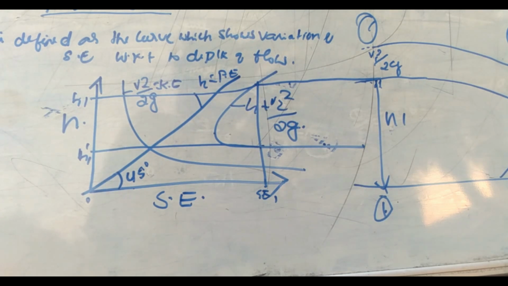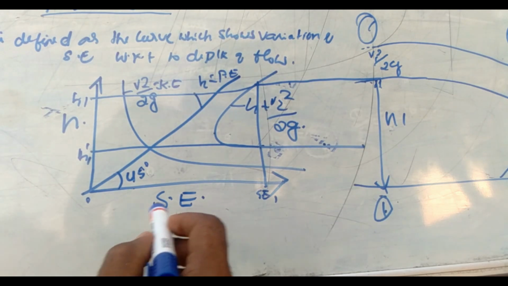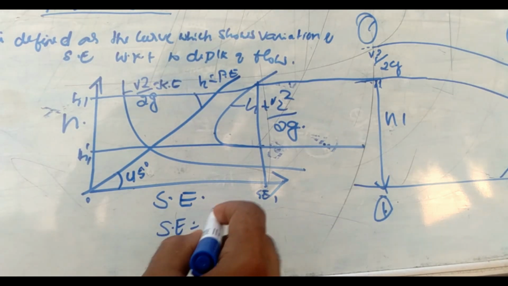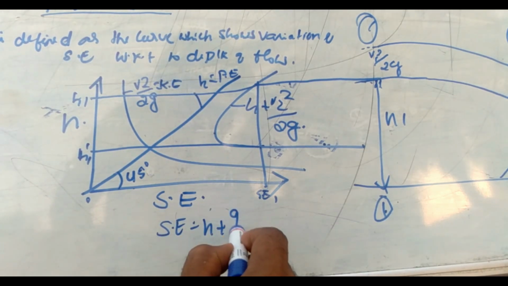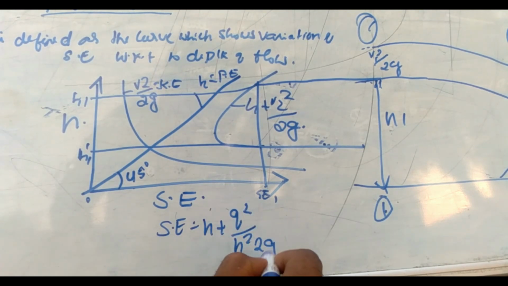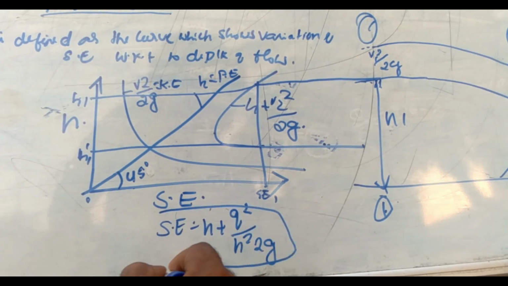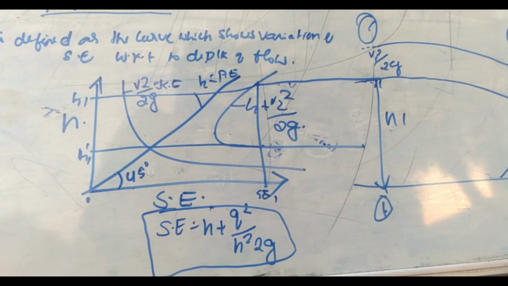We have the formula for specific energy: SE is equal to h plus q square by h square into 2g. Now we'll go on to calculate the critical depth. For a given specific energy you will get two heights, h1 and h2, which are alternate depths. At minimum specific energy, when the water height reduces, the specific energy increases.